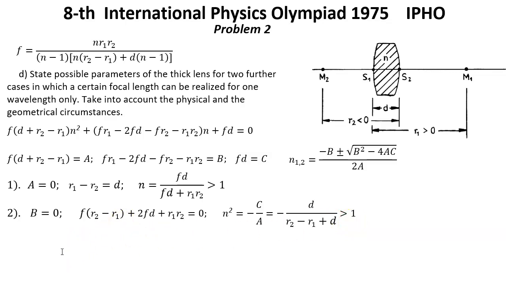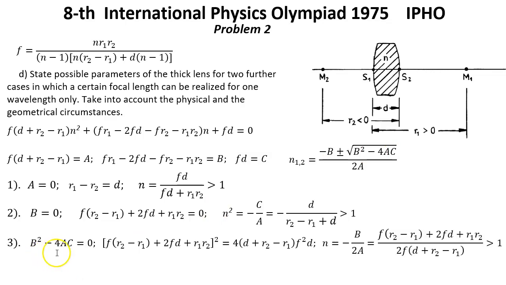And the third solution is when the discriminant equals 0. So that will be b squared minus 4ac equals 0, and we have this expression. In that case, we have two roots, but they are equal to each other, and they are equal to negative b over 2a, which is this expression. And this expression also must be greater than 1. So we did all 4 questions for problem number 2.